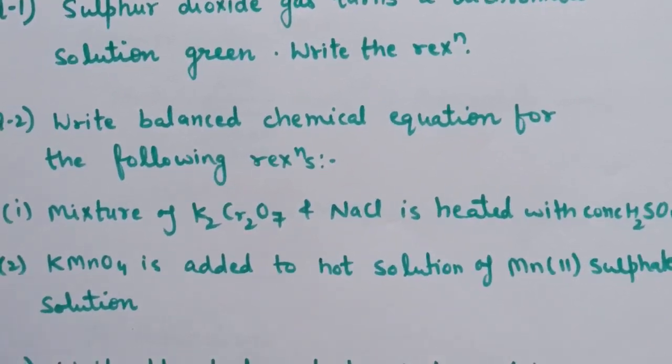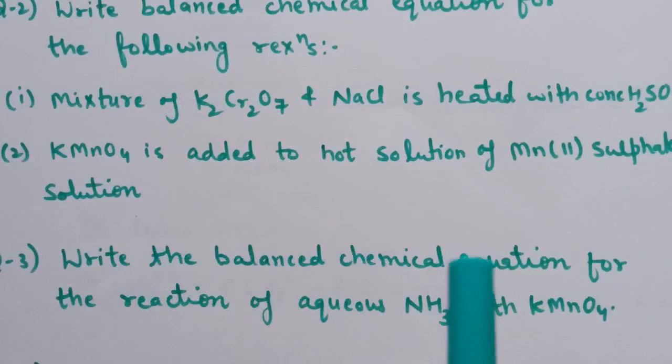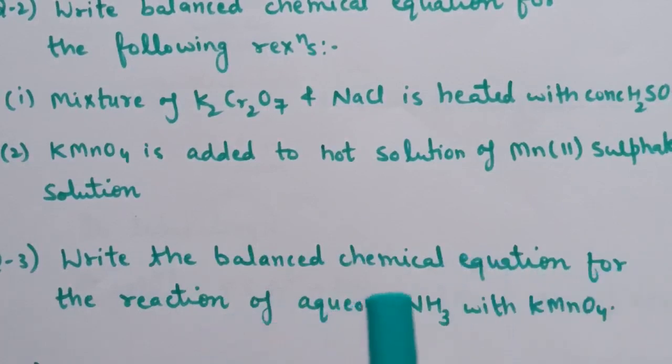Second part is KMnO4 is added to hot solution of manganese sulfate solution. You will write down the chemical equation for this. Third question is write the balanced chemical equation for the reaction of aqueous NH3 with KMnO4.